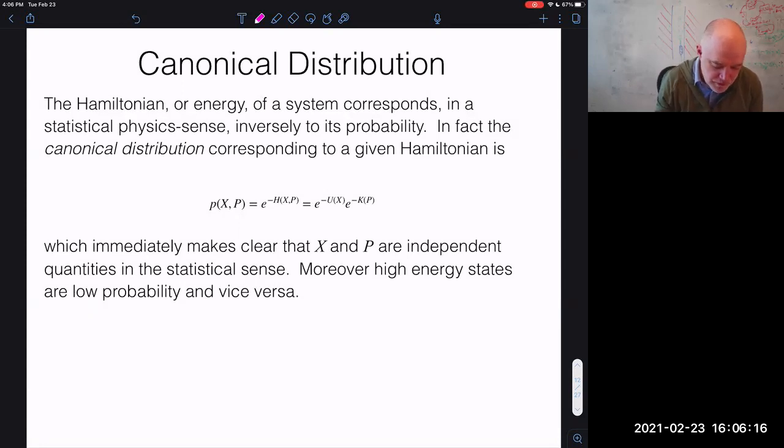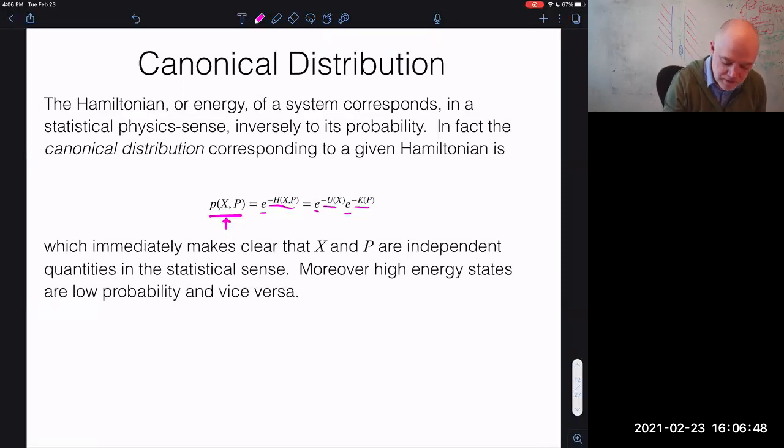The canonical distribution corresponding to a given Hamiltonian is literally just: the probability of the state x, p, the probability of a particular configuration of a system, is equal to e to the minus Hamiltonian. In this particular case, that will be e to the minus potential energy and e to the minus kinetic energy.